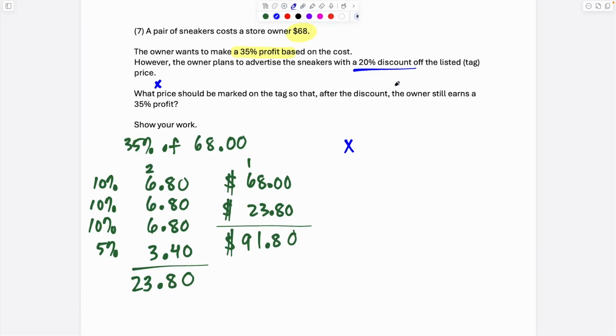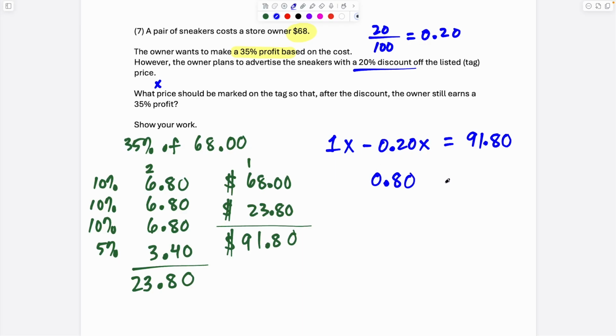And 20% discount is minus 20% of X. So 20% is 20 out of 100, which is the same thing as 0.20. So I'm going to take X and subtract 0.20 times X. So you see this is X and I'm taking 20% off of X, and that has to work out to 91.80. Okay, so that was the first stage of this question. Well, if I have a 1 in front of this X and I subtract 0.20, then I have 0.80 times X equals 91.80. I'm just doing 1 minus 0.20.